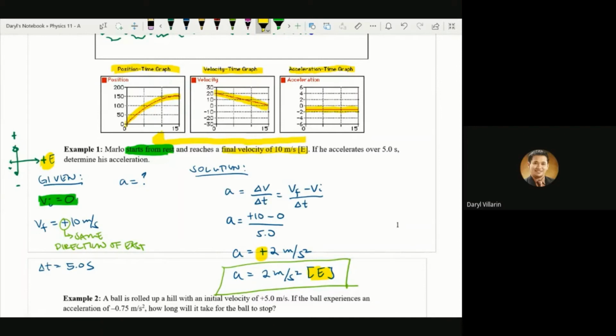So are there any questions with the first one? What do the F and the I in vf and vi mean? Just final and initial. Yeah, we can just use i for initial, and f is the final.